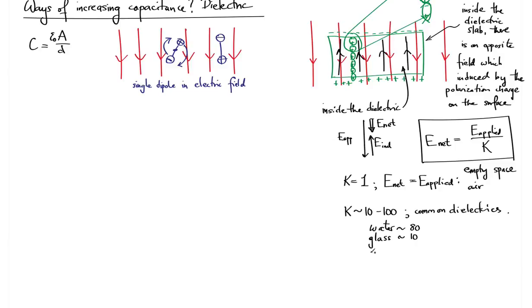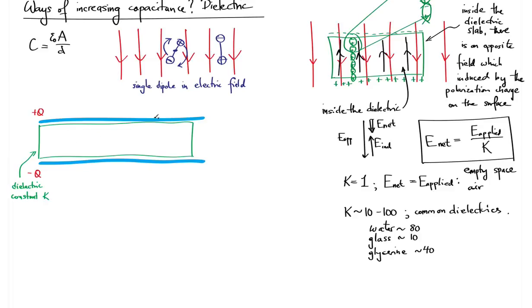But for glycerin, that's something like 40. So a lot of the common dielectrics that you would actually stick in between your capacitor have dielectric constants sort of in the range of 10 to 100, all right? And again, that's highly dependent on the microscopic properties of the crystal structure of the stuff that you're sticking in there.